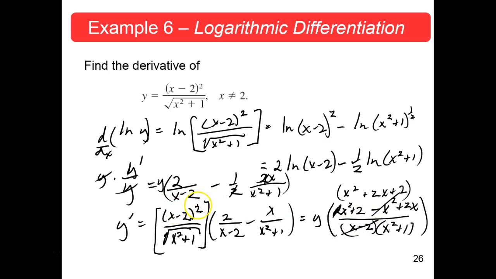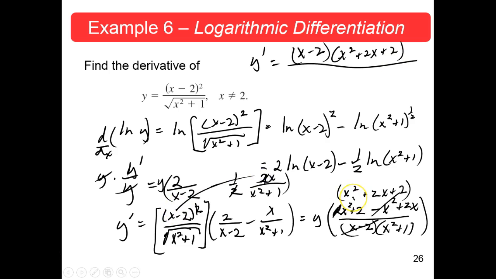But notice the x minus 2 cancels out one of those x minus 2's. I'm just multiplying by y, but doing it over here because I didn't have room. So what that leaves us with is y prime equal to x minus 2, we wiped out one of them, times x squared plus 2x plus 2. So there's your numerator, this times that. The denominator is this times that, which is x squared plus 1 to the 3/2 power, because this is to the 2/2 and that's to the 1/2.